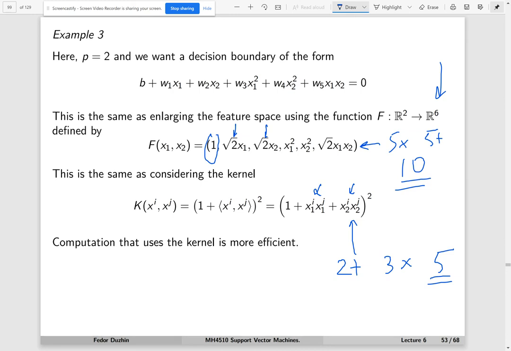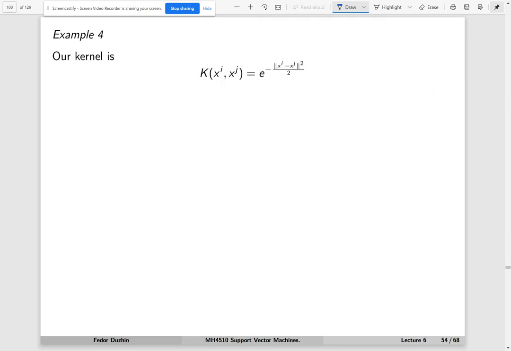So this is another advantage of using the kernel, because we do not need to actually know our function f, and because it is more efficient. One last example is if our kernel is this. Note that this looks like the probability density of the standard normal distribution, only instead of x here, I have xi minus xj, which is why it is called a Gaussian kernel.